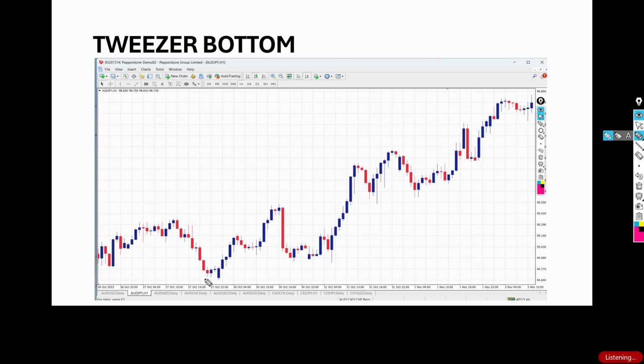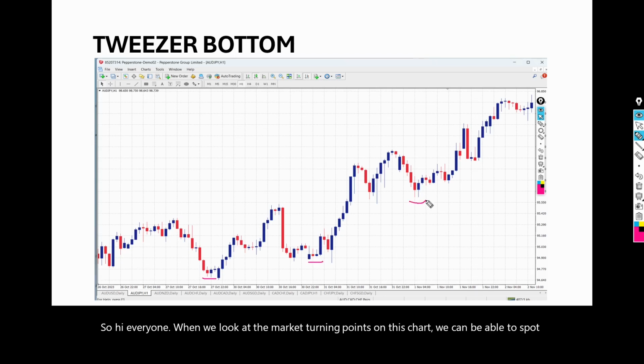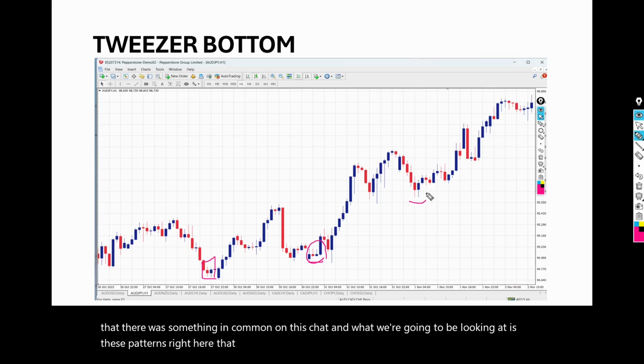So hi everyone, when we look at the market turning points on this chart, we can spot that there was something in common on this chart. And what we are going to be looking at is these patterns right here. That one, there is this, and maybe this one. And you can see that they are on the turning points of this chart, okay?